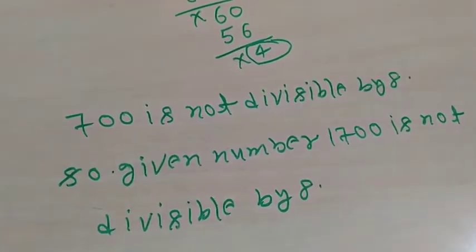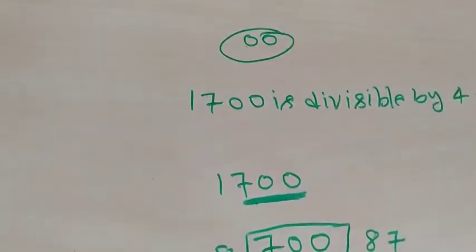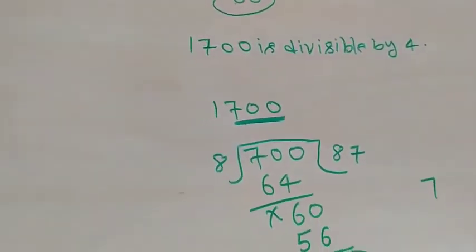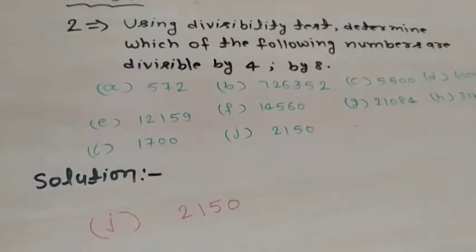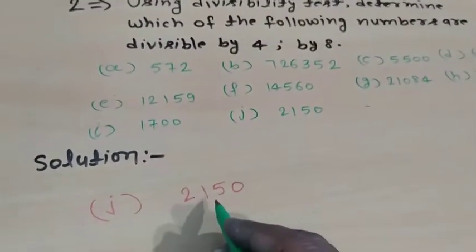So in this question you can see 1700 is divisible by 4 but not divisible by 8. This is the last part of question number 2, the J part.